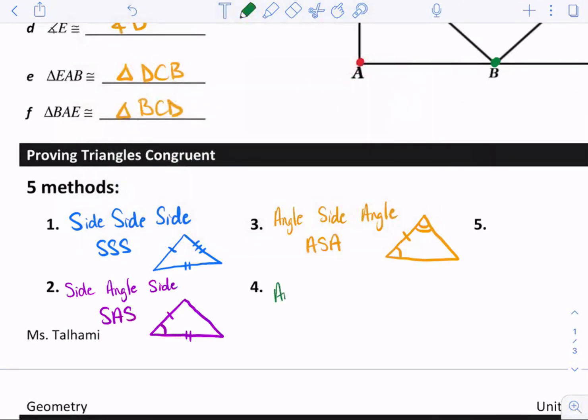Then you have angle, angle, side. So that would look like two angles and then a side not between them. So here's angle, angle, and then an example would be, hey, it cannot be this side because this is the one between them. So let's just say this side. So that's angle, angle, side.